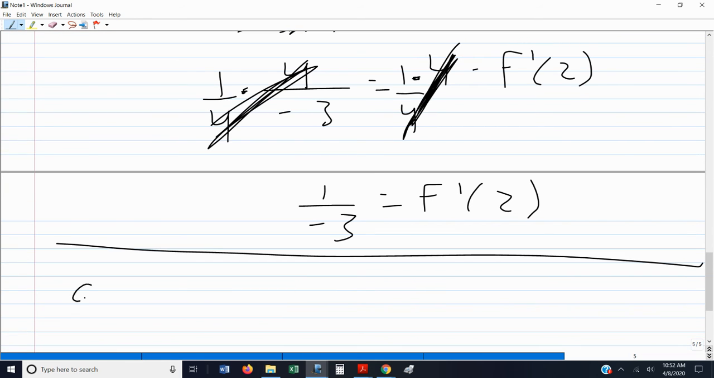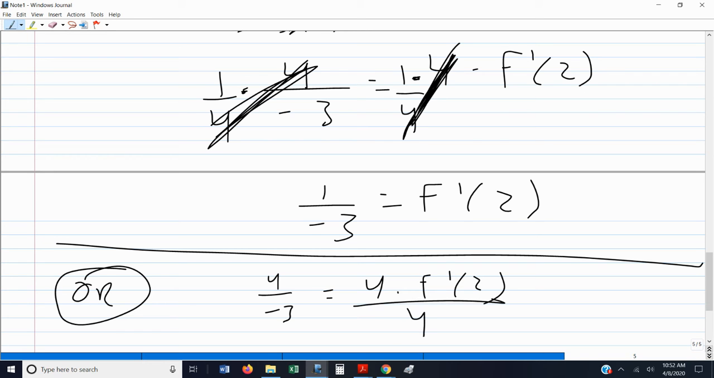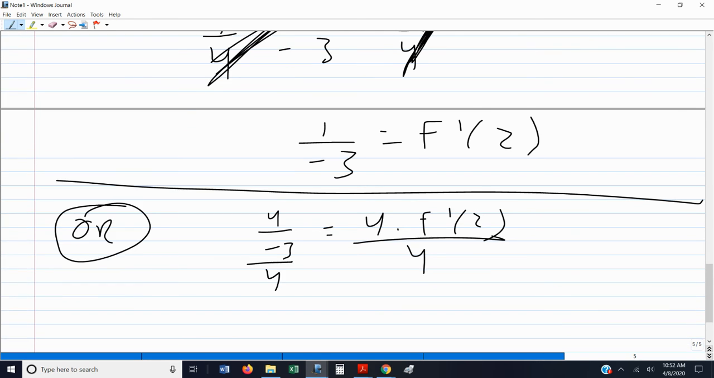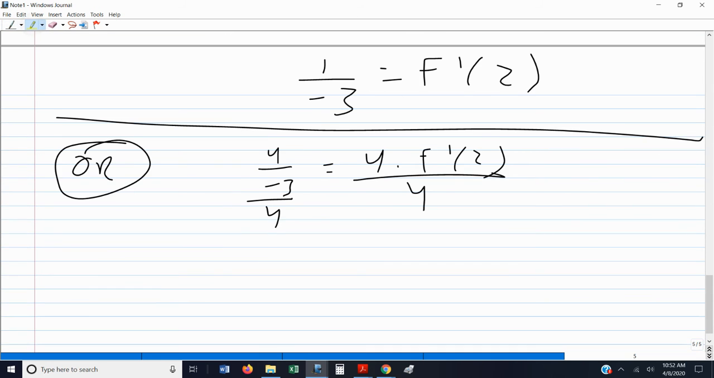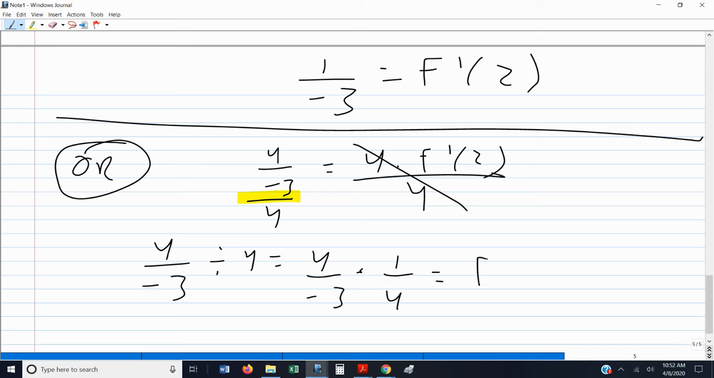Okay, and then I just want to say, if you hate that times 1 over 4, you have 4 over negative 3 equals 4 times f prime of 2. If you did divided by 4, that's fine, because you know that this is division, and 4 over negative 3 divided by 4 is the same thing as multiplying by the reciprocal, right? So you still get negative 1/3, or 1 over negative 3.